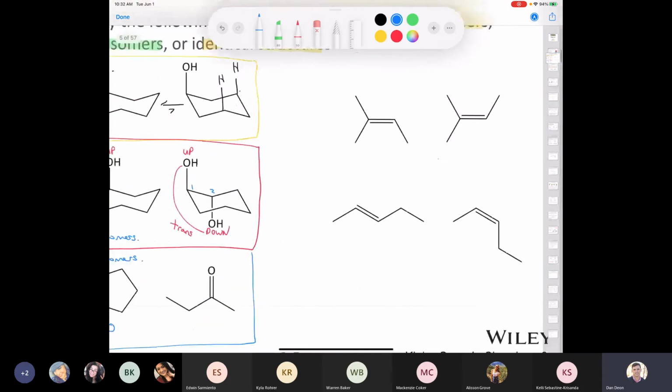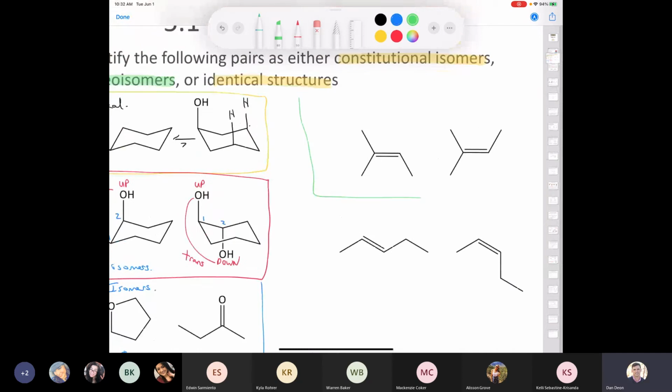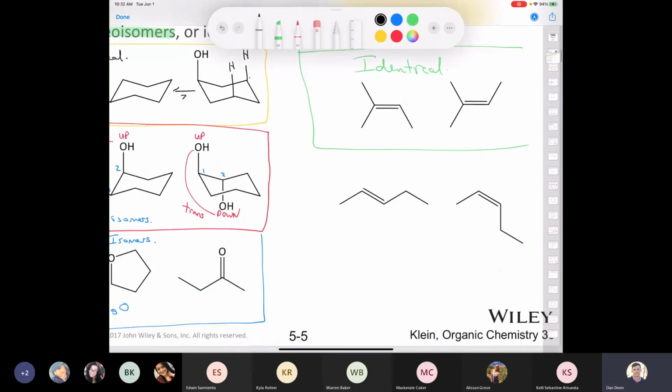There we go. Let's move up to this one here. What about these two that I have in the green area up here? Yeah, they're the exact same, right? These are the exact same molecule. They have the same connectivity. They're not stereoisomers. So we'll put here identical. And the last one. Let's try the last one.